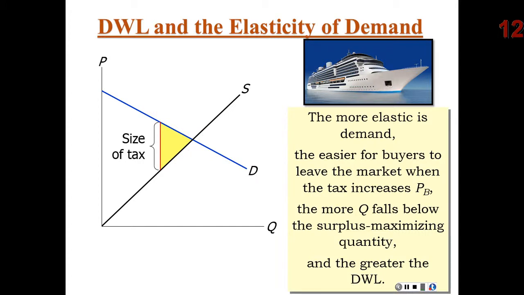So markets with more elastic demand or elastic supply, we would anticipate, would generate much larger deadweight losses, meaning that these taxes would be much less efficient, would raise less revenue, and destroy more beneficial transactions.